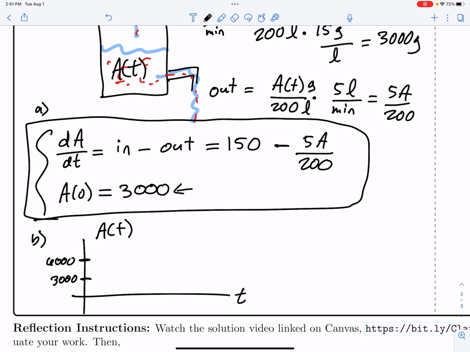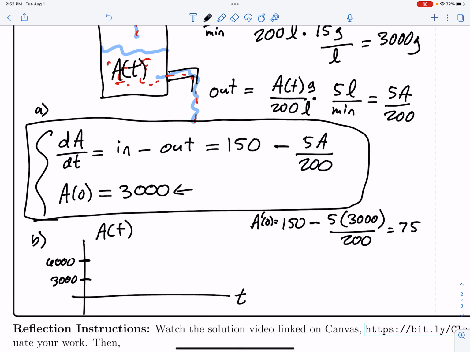But there's a little bit of question, does it start going up or does it kind of go like that? And we could think about that a little bit because we know the derivative is dA dt. That's 150 minus 5A over 200. So we can actually figure out the derivative at 0 is 150 minus 5 times the initial condition, 3,000 over 200. And if I do 150 minus 5 times 3,000 divided by 200, that is 75. So it has a positive slope to begin with. So my graph is going up and then leveling off at 6,000.